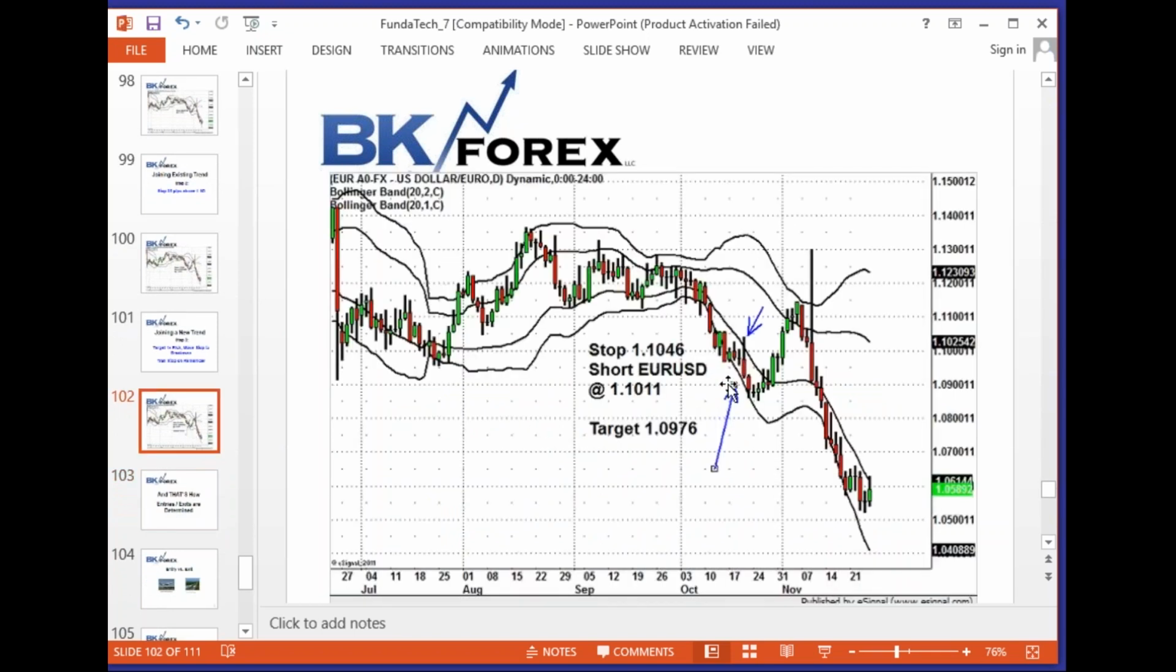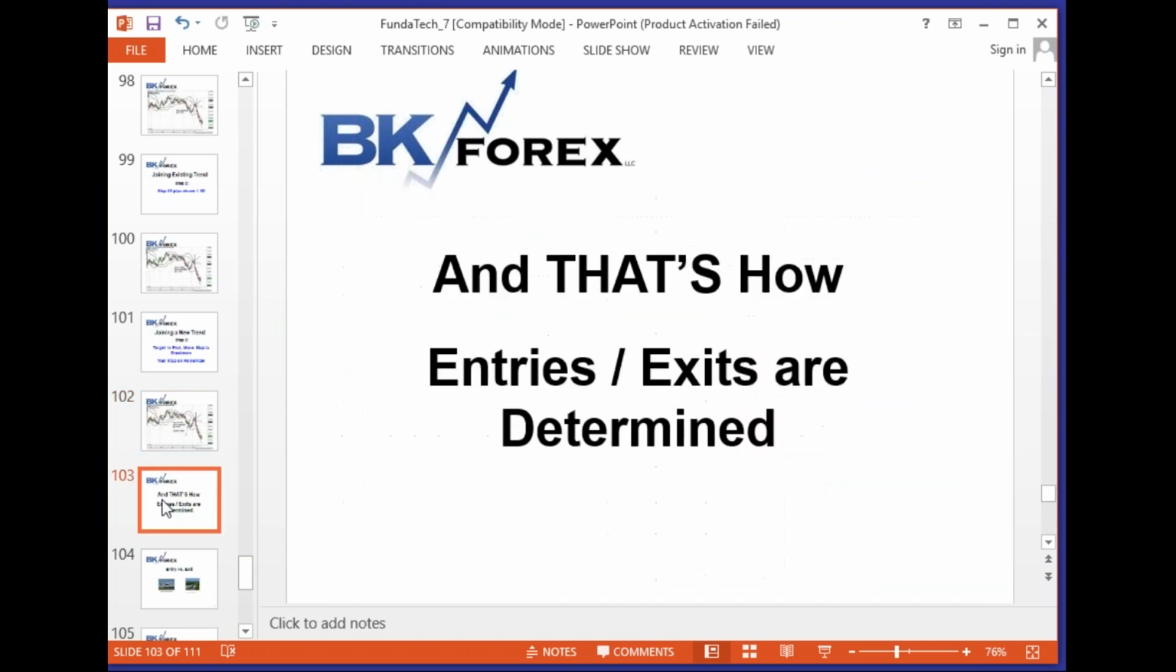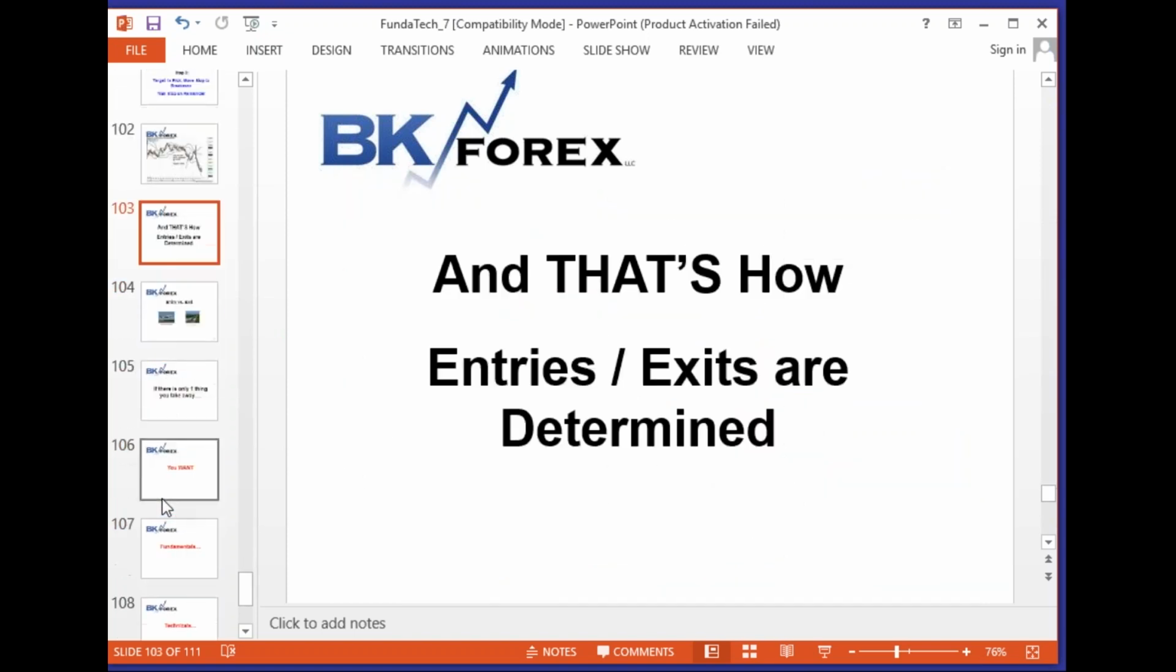And in this case, your first target was reached, and your second target would have been reached because the low here is 108.50. So that's basically how entries and exits are determined.